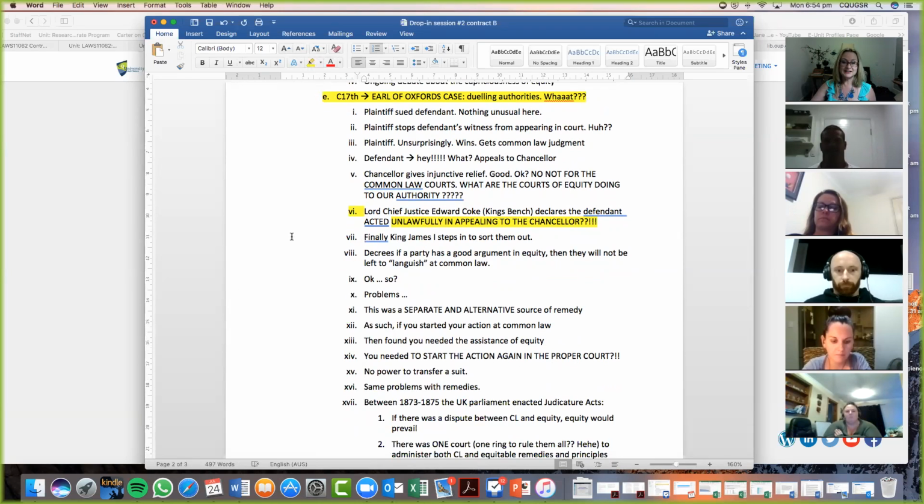Finally, the King had to step in, good old King James I, and he says, actually, I'm going to issue a decree that says if a plaintiff in equity has a good argument, then we're not going to leave them to languish at the hands of the common law. Equity will step in and fix the situation if it possibly can. So the jurisdiction of equity was very clearly established in that case.